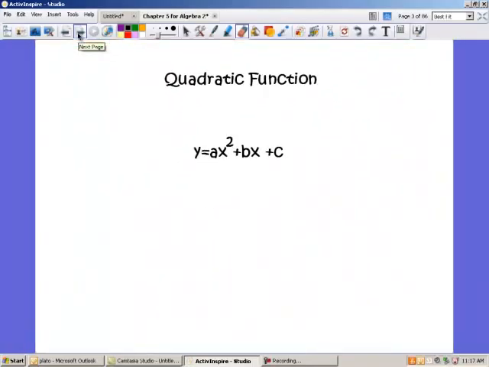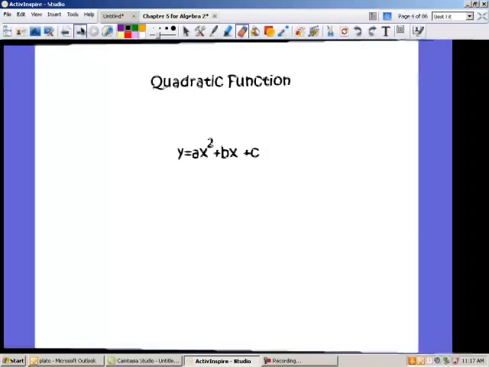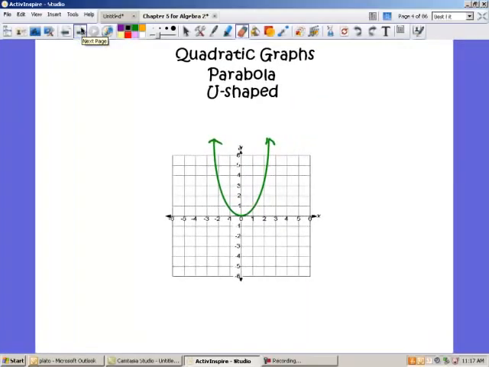But before we do that, we want to know the basic quadratic function, which is in the form of y equals ax squared plus bx plus c. A, b, and c, of course, are going to be numbers. And here are what the graphs look like. They are called parabolas, and they're U-shaped. Now on this U-shape, there are a few different things that we can point out.